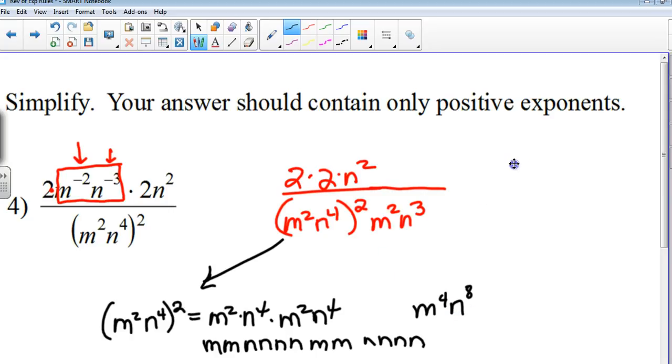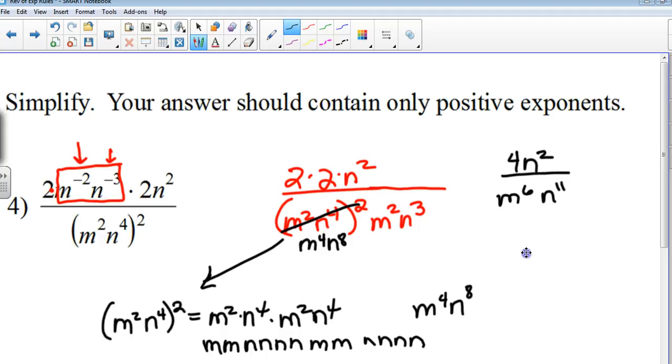So what do I have on the top right now? 4n squared. And on the bottom, this whole mess became m to the 4th, n to the 8th. Now there's some more m's over here. If I wrote them all out, how many m's would I have? 6. And 8 n's and 3 more would make 11 n's.